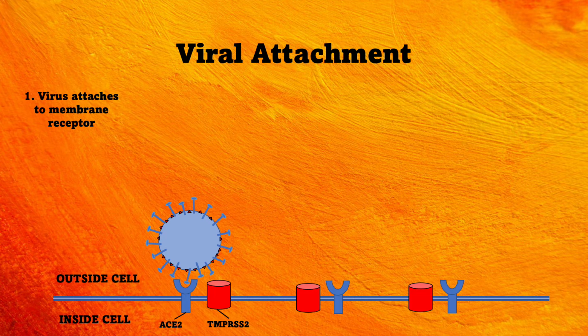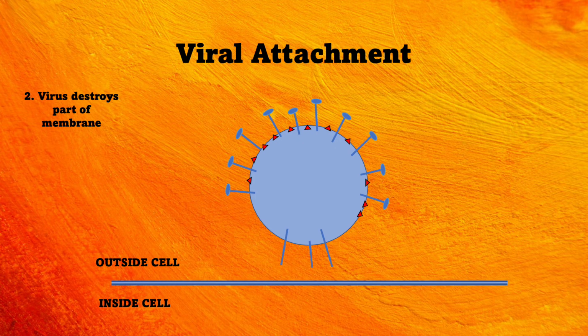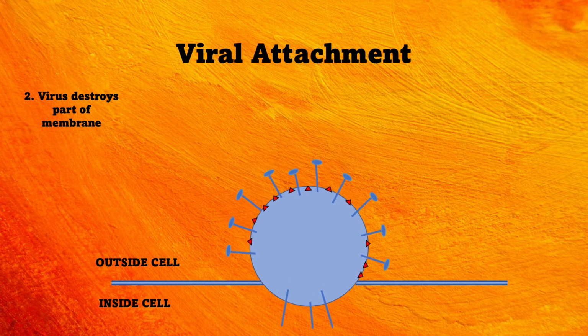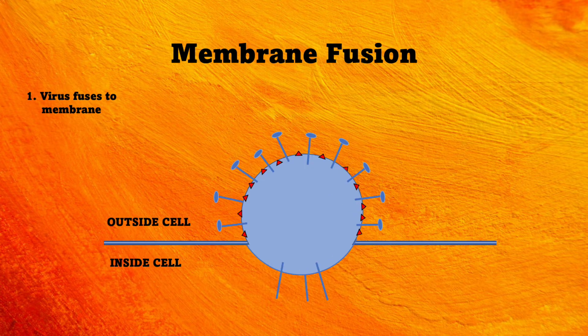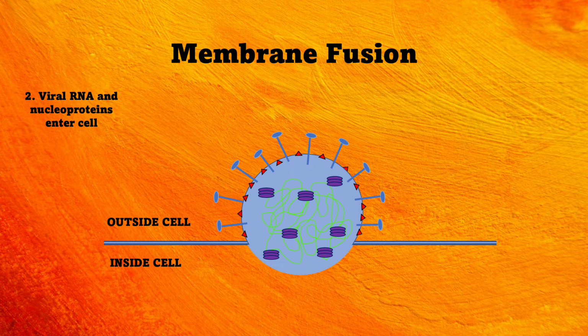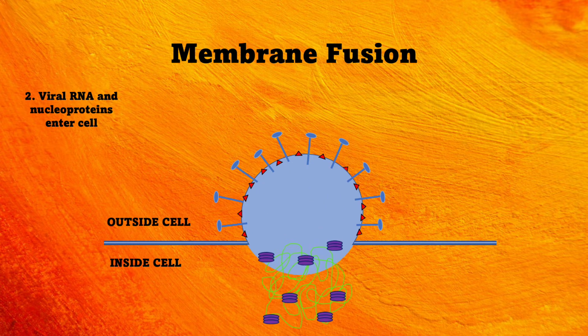Once the virus is attached to the receptor, a membrane enzyme, TMPRSS2, cleaves the spike protein, which allows it to begin to destroy the cell membrane. The cleaved proteins destroy part of the host cell membrane, providing access to the inside of the cell. Then, they facilitate the fusion between the lipid bilayer of the cell membrane and the viral envelope. Once the membranes are fused, the viral RNA and the nucleoproteins enter the host cell.